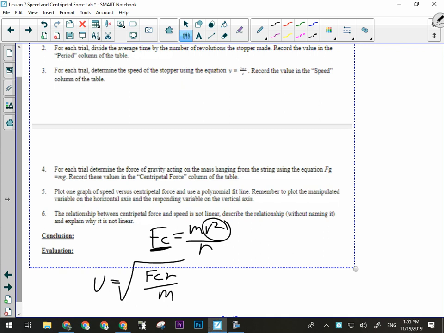All right, and then same as always, conclusion: copy-paste your hypothesis, explain why it's accepted or rejected. And an evaluation, 2 sources of error. Like I said, you can probably recycle the sources of error from the first lab, since everything else is pretty much the same. Any questions on what we're doing? Also a reminder, it is the rubber stopper that is whirled around and around in a circle, not the metal masses. They need to hang below the circle.